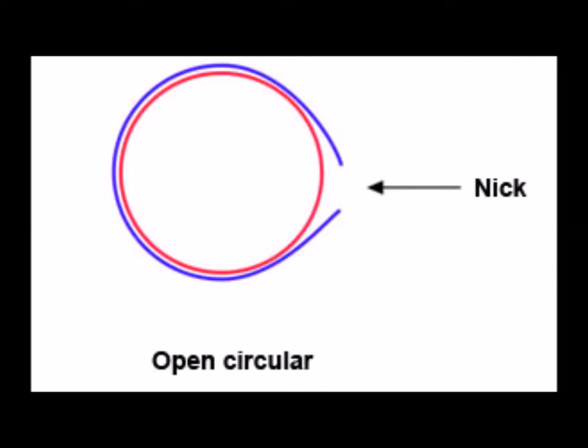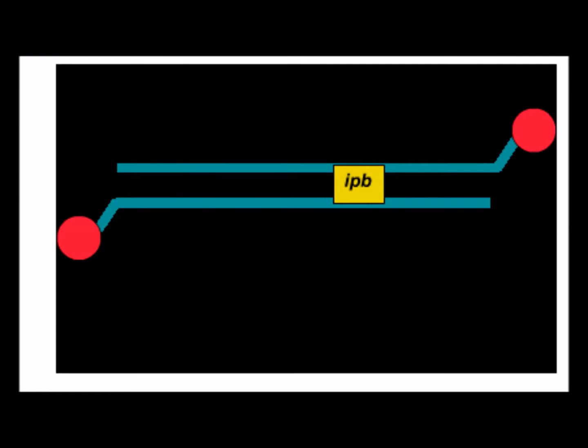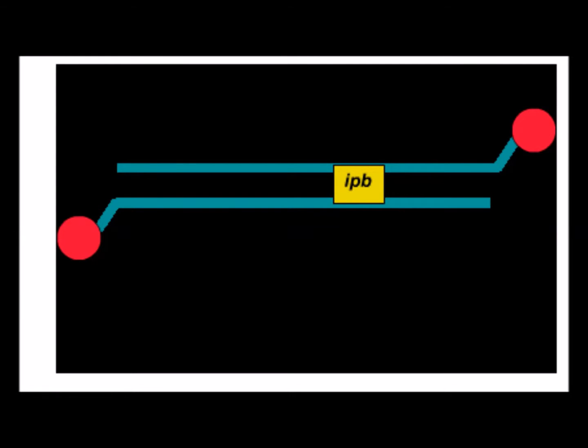Also, there are different structures. Nicked open circular DNA, which has one strand cut. Relaxed circular DNA is fully intact with both strands uncut, but has been enzymatically relaxed. Linear DNA has free ends, either because both strands have been cut or because the DNA was linear in vivo.